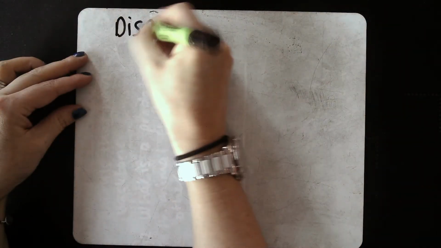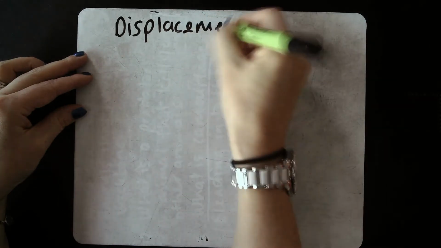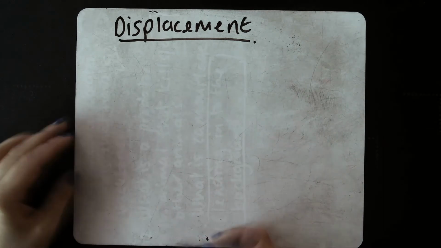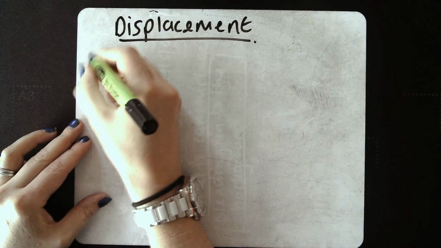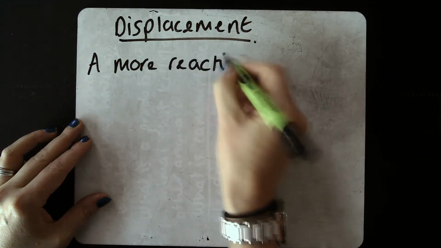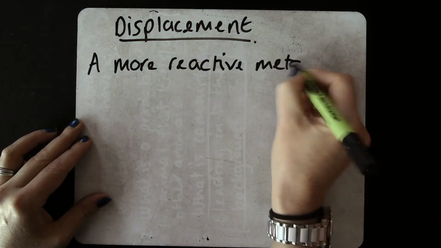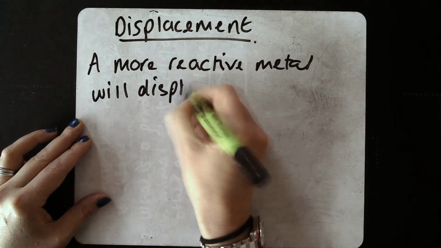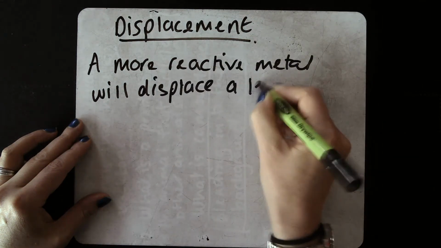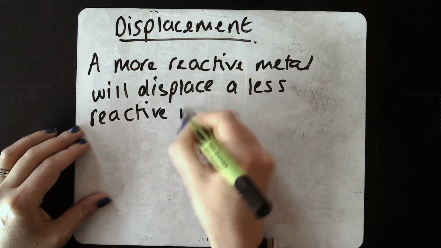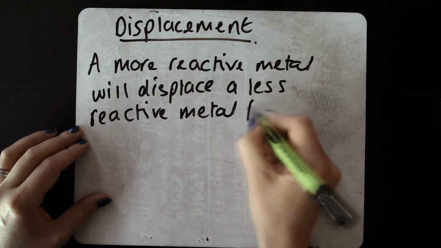Today's lesson is about displacement. And to understand displacement, we need to use our knowledge of the reactivity series. How it works is a more reactive metal will displace a less reactive metal from its compound.